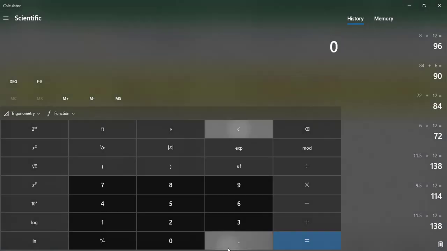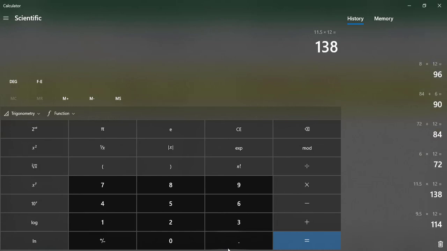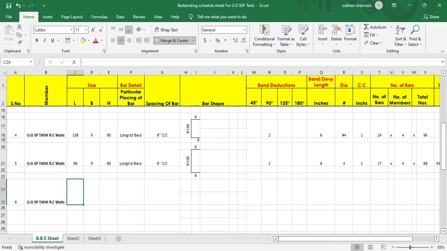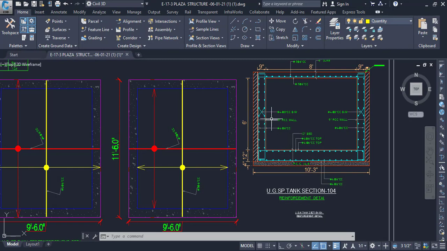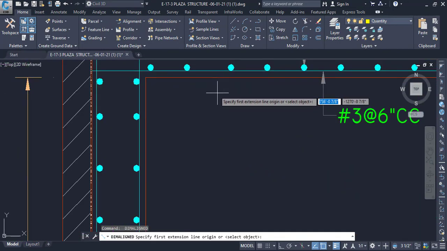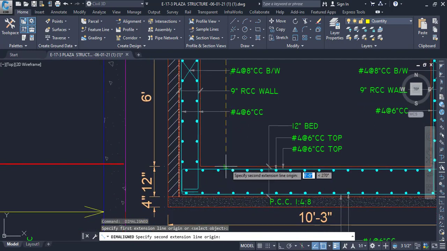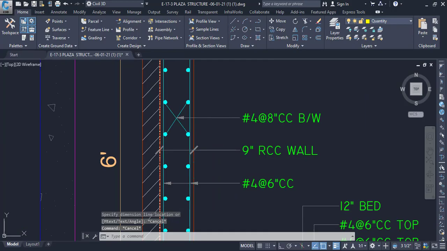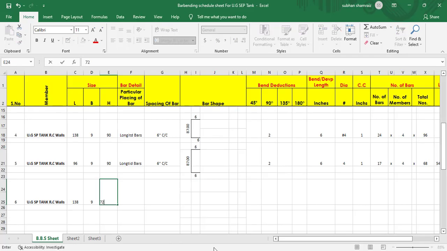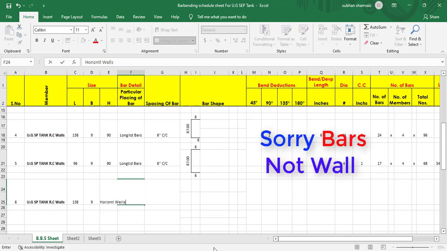Let me check it. 138 inch. So 138 is the length. Now next to it, the breadth of the wall we know, and then we need to take here the height. Important one, to take the inward dimension, right from this position up to this position, and it is 6 feet. 6 feet means 72 inches. And we need to add here the particular bar detail, longitudinal bar and horizontal bars. And spacing over here is 8 inch center to center.